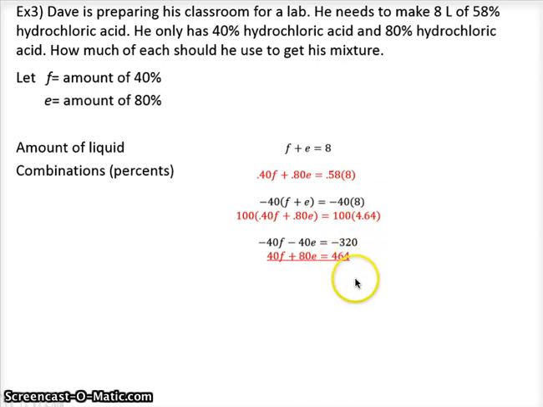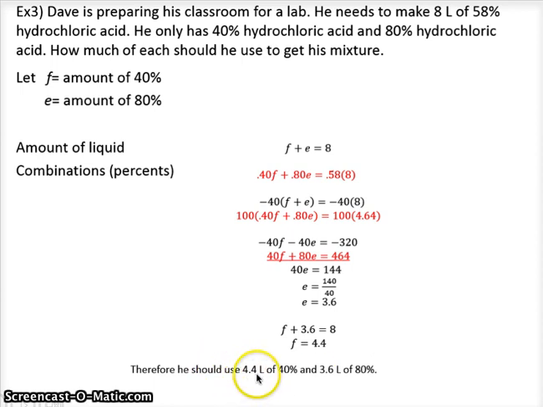And we can eliminate F by adding straight down, and then solve for E by dividing by the coefficient and getting 3.6. So now knowing that we have 3.6 liters of 80% hydrochloric acid, we can solve for the amount of 40% hydrochloric acid by isolating for F and getting 4.4. So our therefore statement: he should use 4.4 liters of 40% and 3.6 liters of 80%. We're going to continue to work on word problems for the next few days.